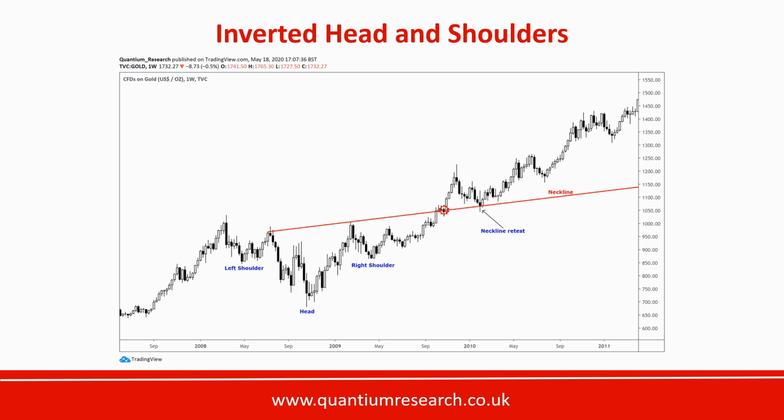So here's our example of an inverted head and shoulder setup on weekly gold prices. Now we have an inclined neckline here, shown by the red line that is rising. That's the inclined neckline. And after the right shoulder here, the price seems to be breaking out of the neckline, shown by that red circle. It breaks out and then briefly returns again to test that neckline as a bit of support. Then it rallies strongly from there.